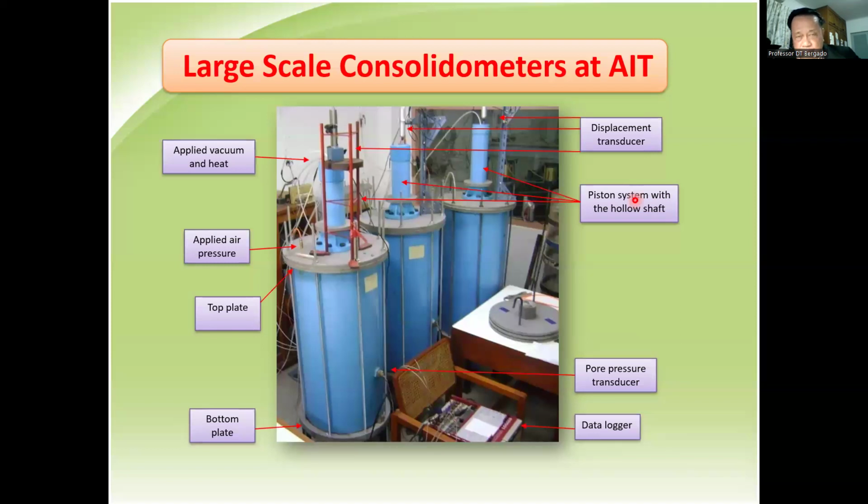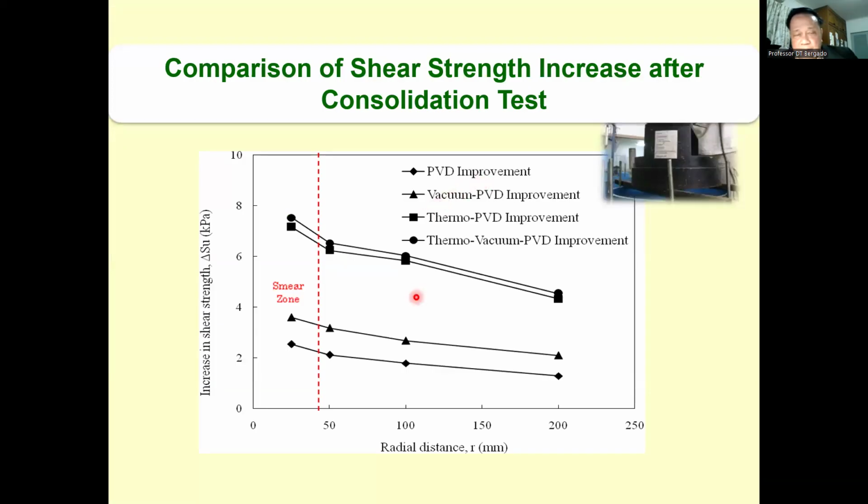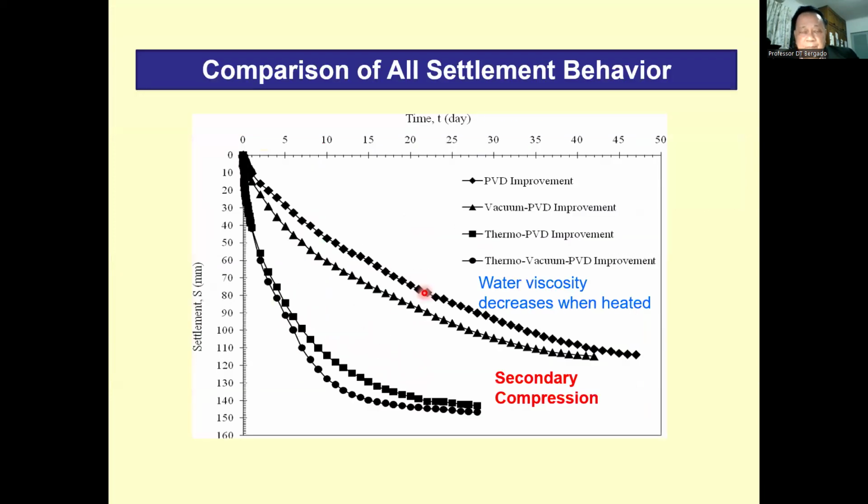I have some large scale consolidometers at EIT. Here we applied one on the vertical drain, one on the PBDs with vacuum, the other one PBD with heat or thermal. And see here the PBD with thermal has the highest result in terms of increase of shear strength. The PBD only and vacuum PBD are quite far from the thermal PBD. Here is the PBD only, vacuum PBD, and thermal PBD.